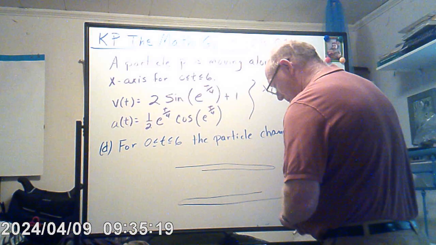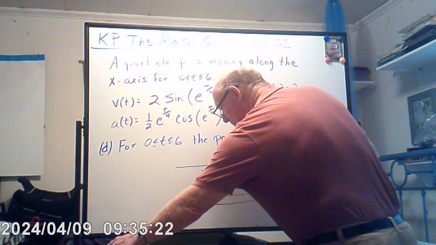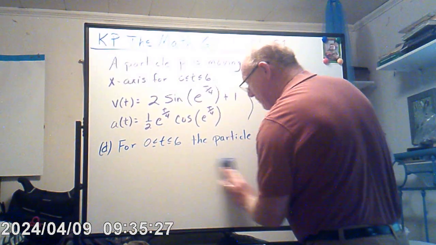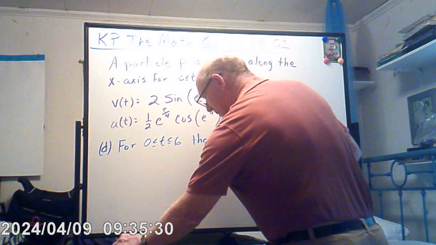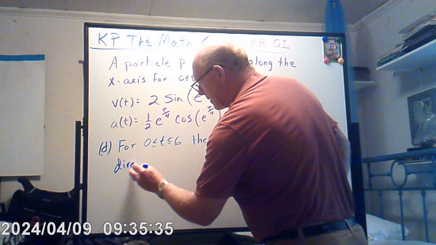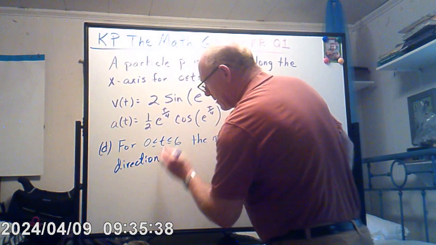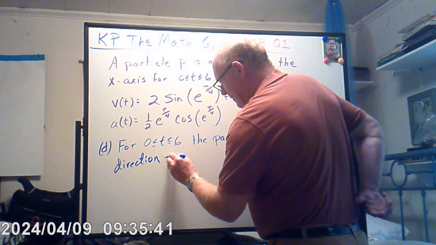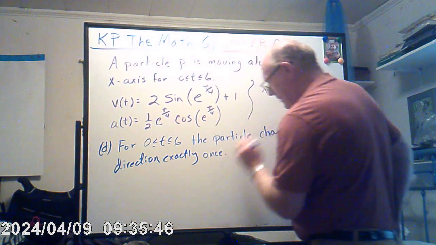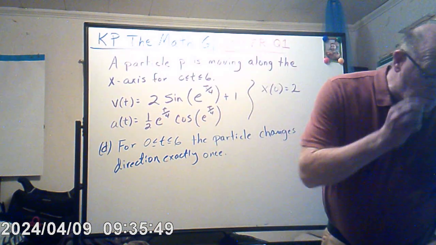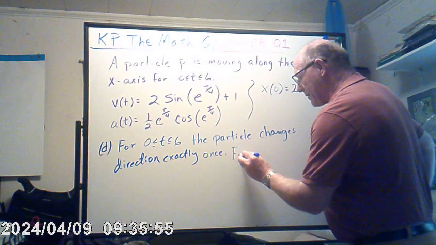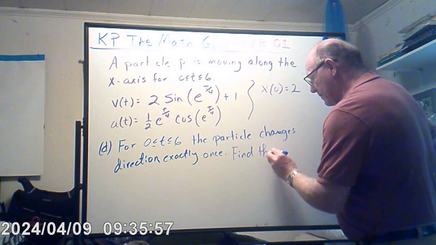So the particle changes direction when the velocity is 0. That's what you've got to remember. Changes direction, exactly once. That's what we're looking at. Now find the position.